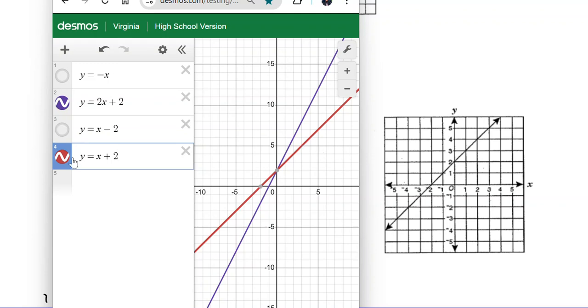I would say it's the red one. That's the same graph. Even the slope matches up. So there you go. y equals x plus 2.